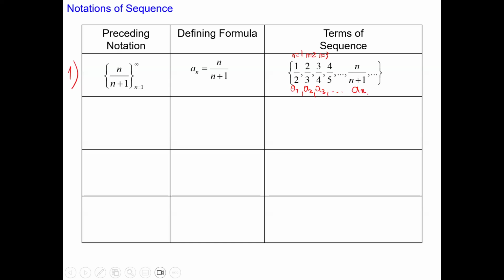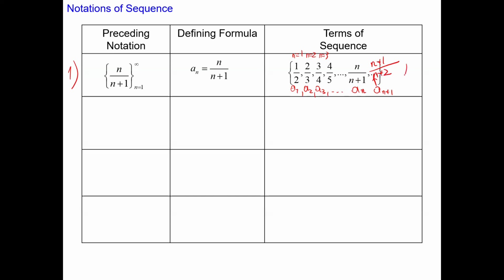We may also put the term a sub n plus 1. That's what we will do. Instead of n, we will put n plus 1. That means we will have n plus 1, n plus 1 plus 1, n plus 2. Okay, that's the next step.